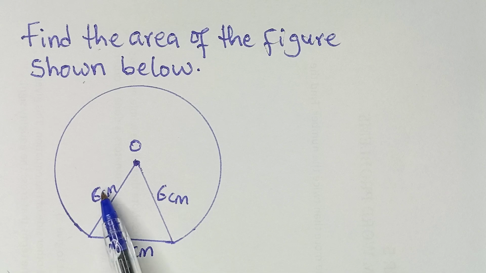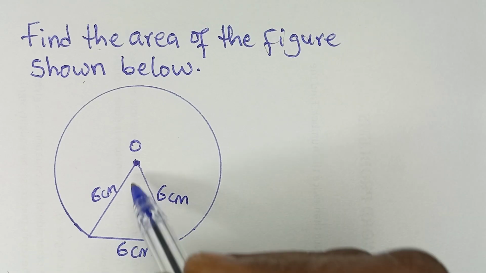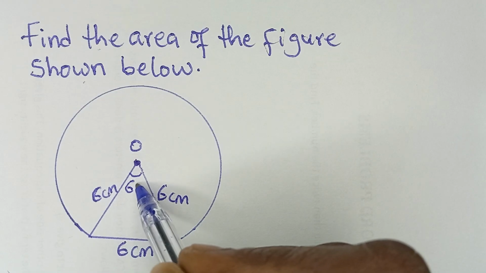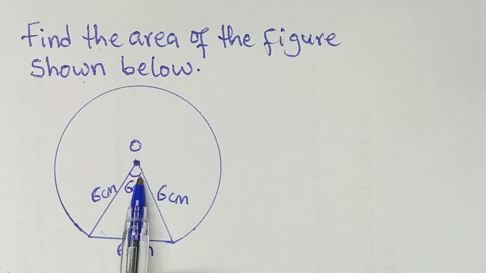Now, the sides of this triangle are all equal. I have 6 centimeters, 6 centimeters, 6 centimeters. That means these three sides are equal, so this triangle is an equilateral triangle. In an equilateral triangle, all the angles are equal, and that means each angle is 60 degrees. So 60 plus 60 plus 60 gives you 180 as the total sum of angles in a triangle.